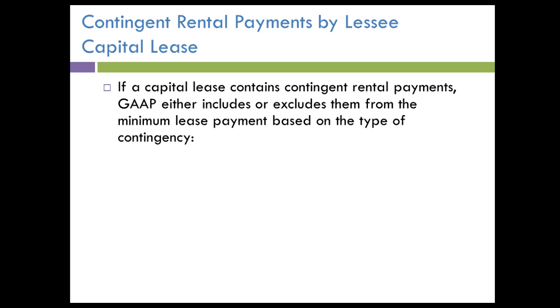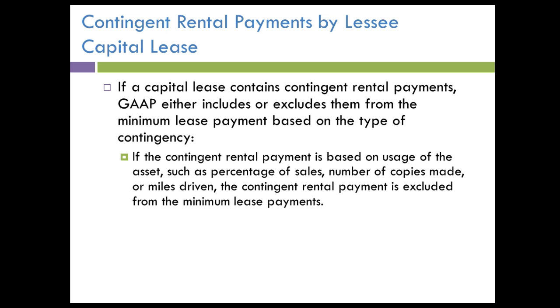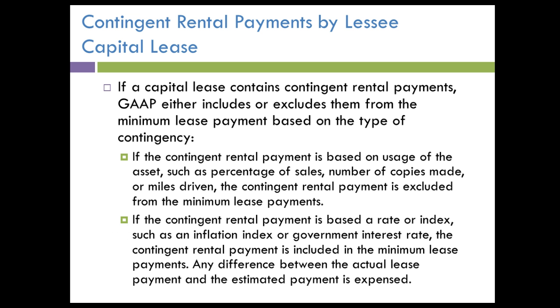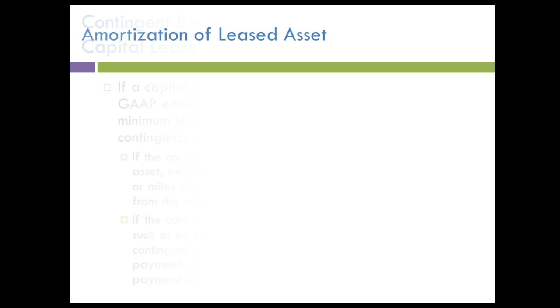Related to these rental payments by the lessee, when we're dealing with a capital lease, it may contain some contingent rental payments. GAAP can include or exclude them from the minimum lease payment based on what they are. If the contingent payment is based on usage of the asset, then it's going to be excluded from the minimum lease payment. But if that contingent payment is based on some index or inflation index, then it will be included in the minimum lease payment. The difference between the actual lease payment and that estimated payment is going to be expensed.